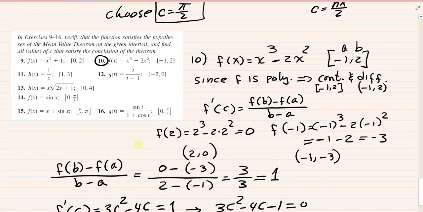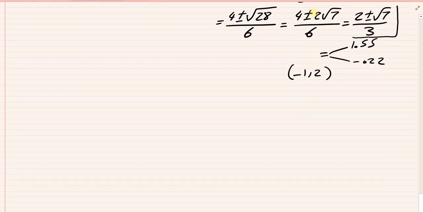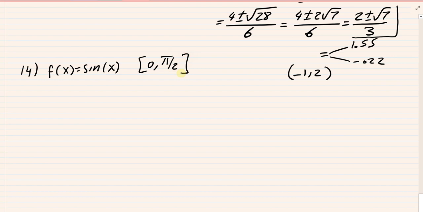Let's take a look at another one here. How about, I don't know, number 13 is odd. Let's look at number 14. Okay, in number 14 again, we have the sine function here, from 0 to pi over 2. Number 14, f of x is sine x, 0 to pi over 2. Now again, f is continuous on a closed interval and differentiable on the open interval, because it's a trig function, that's why.